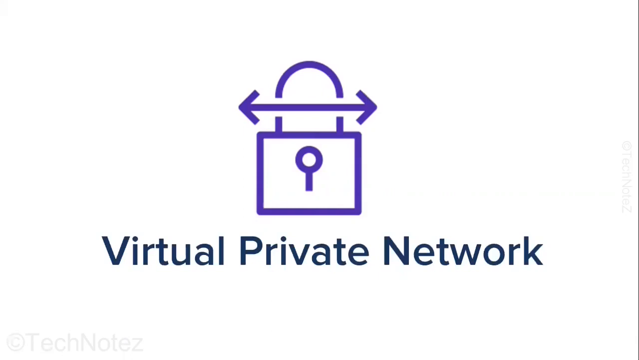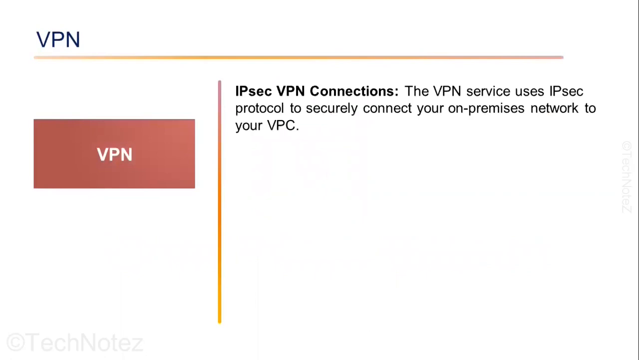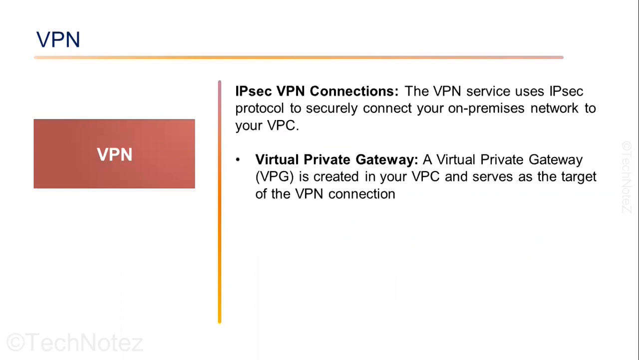Virtual private network, or VPN service, allows you to connect your on-prem network to your Amazon VPC over an IPsec VPN connection. This allows you to securely access the resources in your VPC as if they were on your local network, providing a secure and reliable connection between your on-prem network and your VPC. VPN services use the IPsec protocol to securely connect your on-prem network to your virtual private network in the cloud and have two core components.